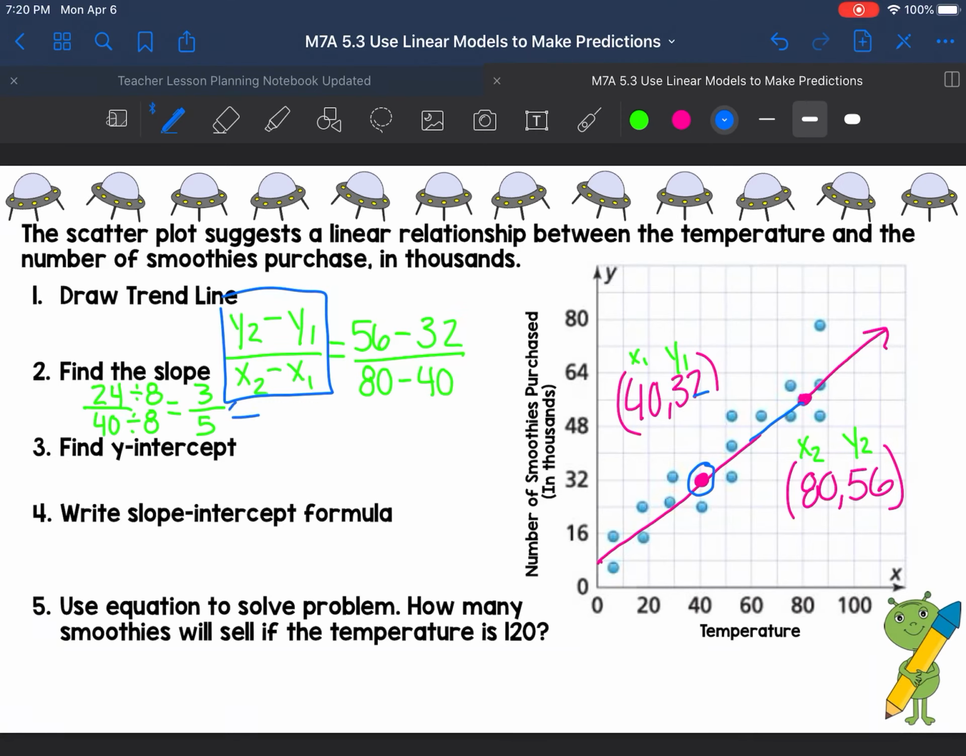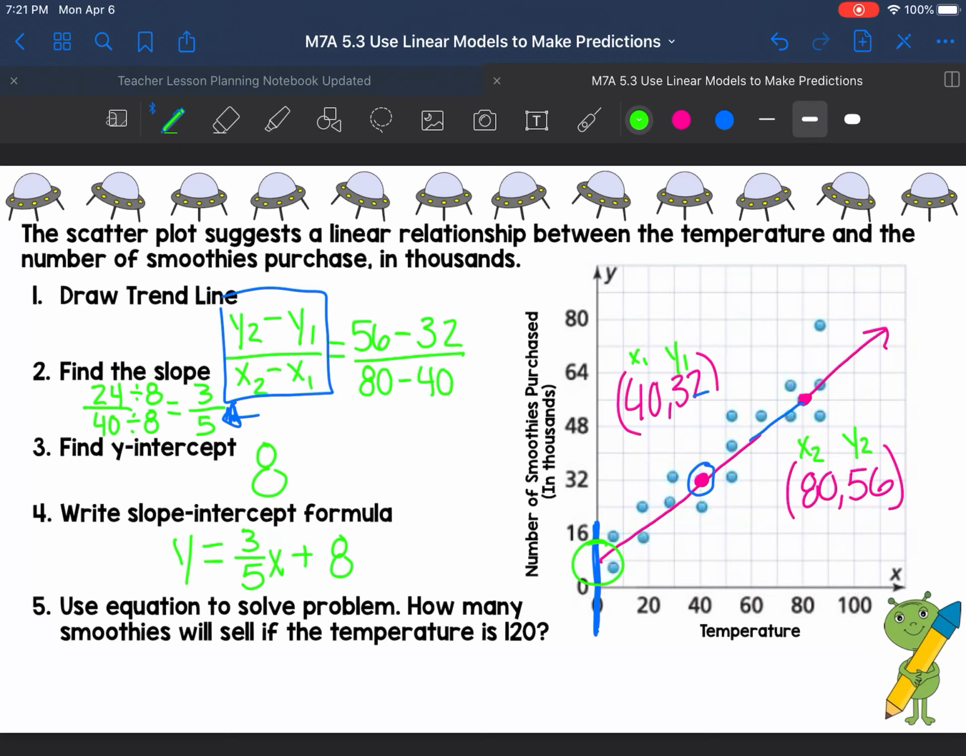Now, after I find my slope, which is 3/5, I need to find my y-intercept. Remember, the y-intercept is where the line crosses the y-axis. And lucky for us, it crosses right here at 8. So my y-intercept is 8. Now I want to take my slope and my y-intercept and put them in my slope-intercept formula. That gives me y equals my slope, which is 3/5, x plus my y-intercept, which is 8.